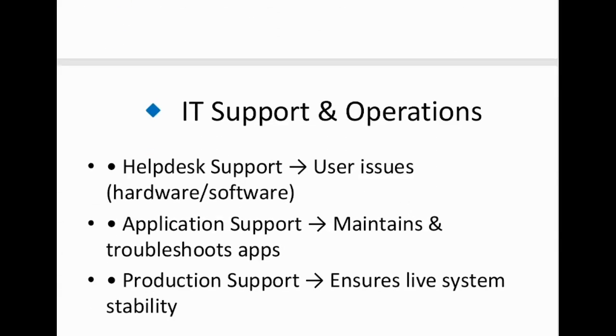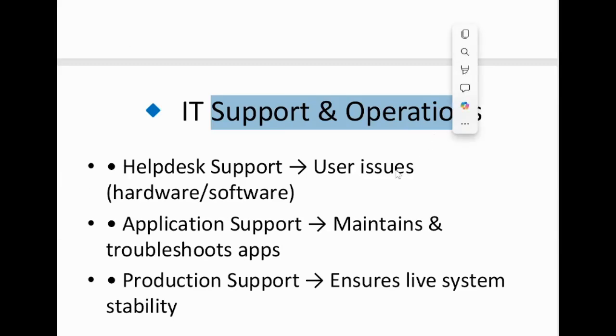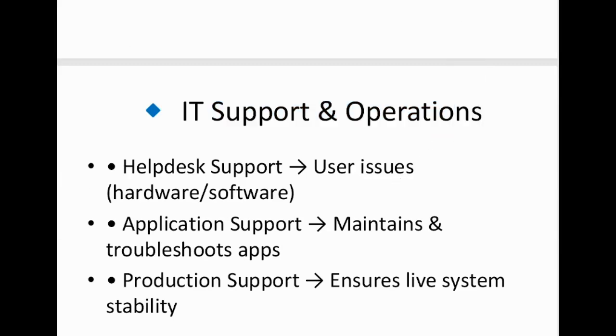Next, you can see IT support and operations roles. So, first role you can see is the help desk support. Its main work is handling user issues, hardware or software. Application support maintains and troubleshoots applications. Production support is to ensure live system stability.